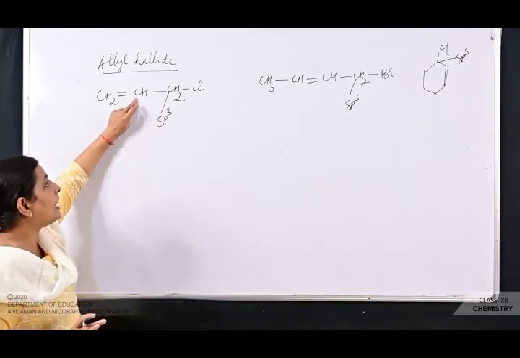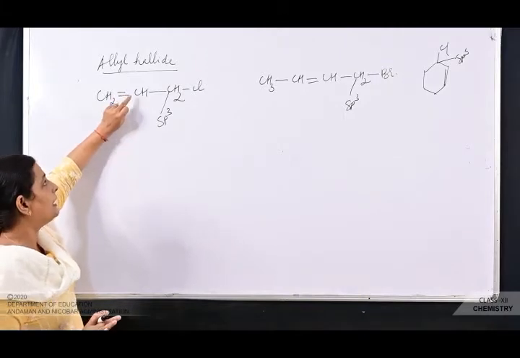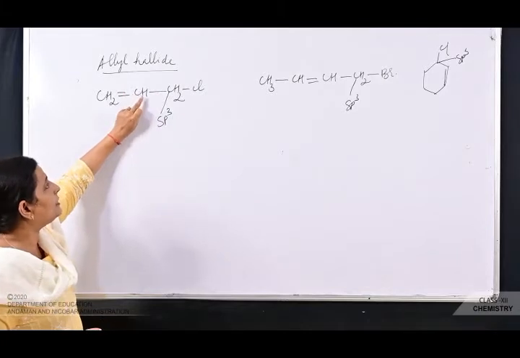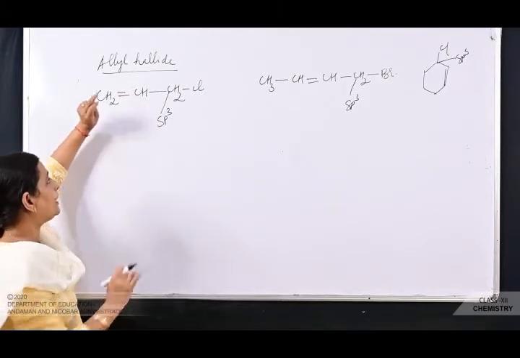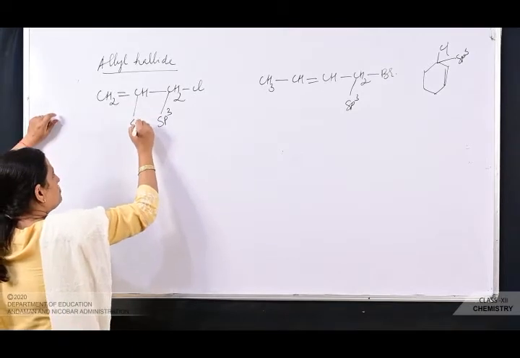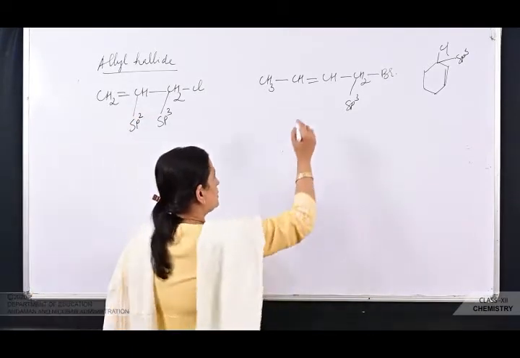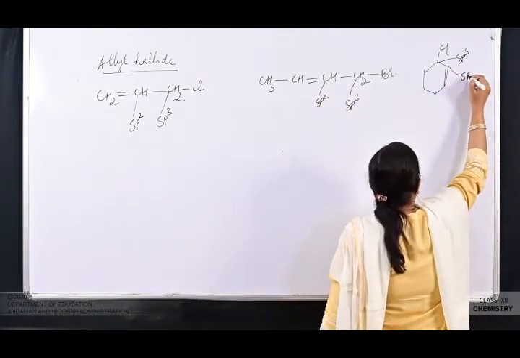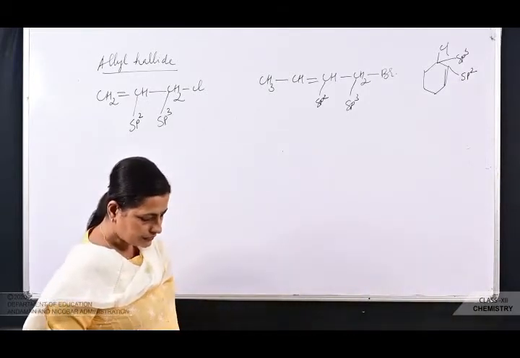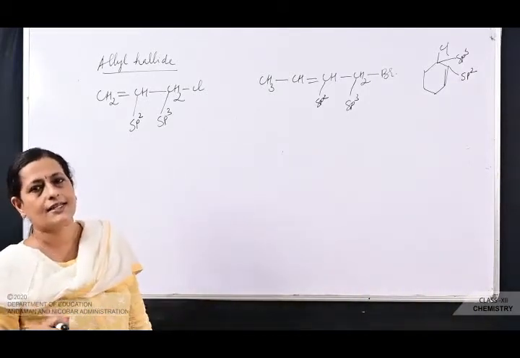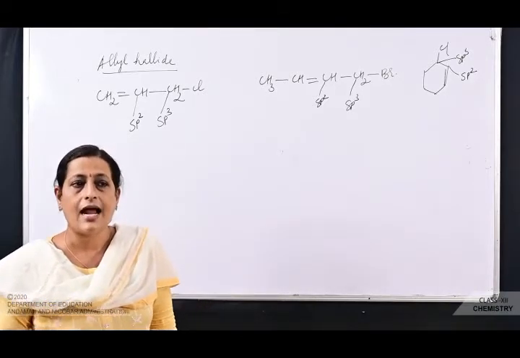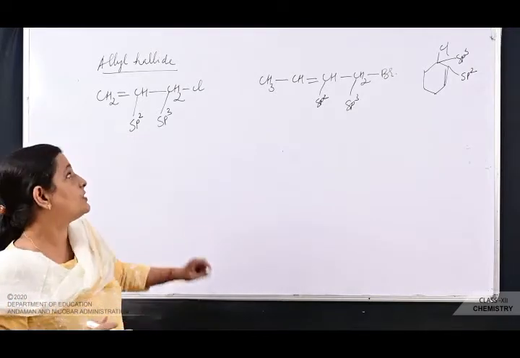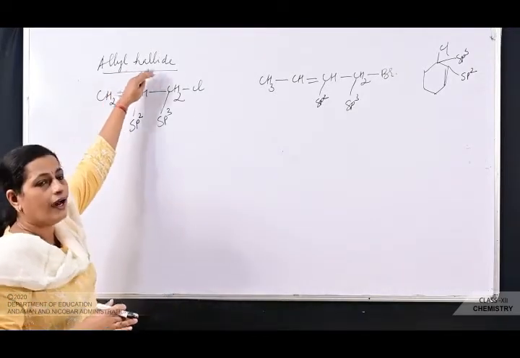Why? Because the adjacent carbon atom is having what bond? Double bond. That means its hybridization is what? How many sigma bonds are there? 1, 2, and between carbon and hydrogen again it's a sigma bond, and there is 1 pi bond. So it's in which hybridization? sp2 hybridization. In this case also it's in sp2. In this case also it is in sp2. So what do you observe? The carbon to which the halogen is attached is in sp3 hybrid state, but the adjacent carbon atom is in which state? sp2. So such halides are known as allyl halides.